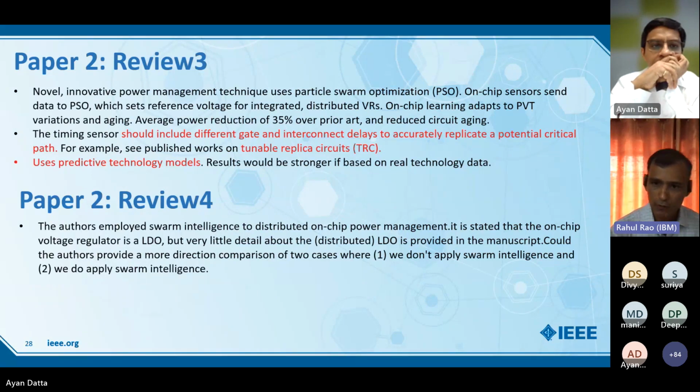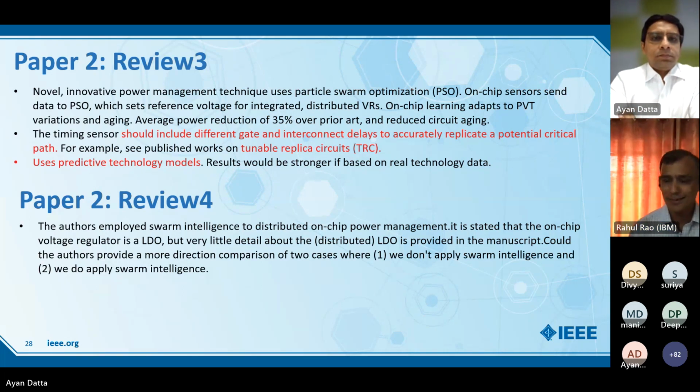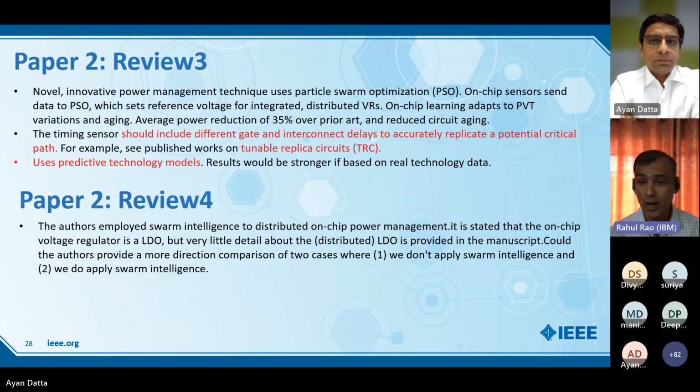Now the third reviewer comments that this is using predictive technology models. This may have been an academic paper whose authors may not have access to real industrial models, especially if they are doing some work in cutting edge technology. It is okay to use predictive technology models as long as the assumptions are valid. So that statement really doesn't give the author any useful information, in my particular opinion. It says, yes, you're using this, results would be stronger if you're using real technology data. Great. Doesn't add a lot of value. Information content is low. I would avoid that kind of statement.